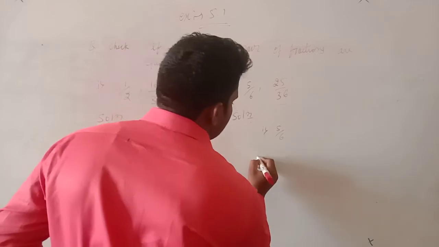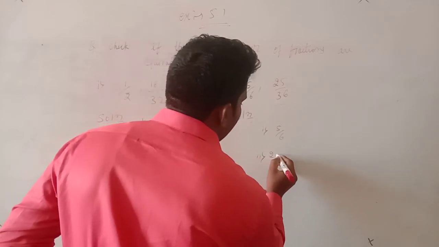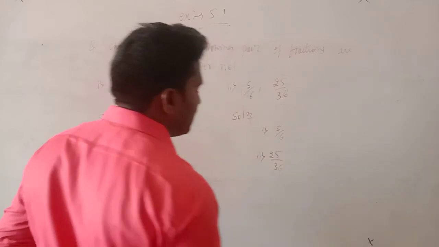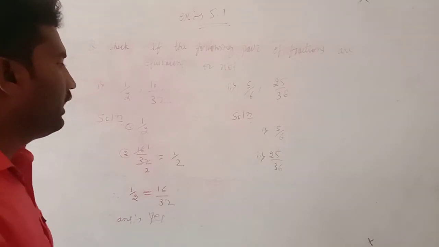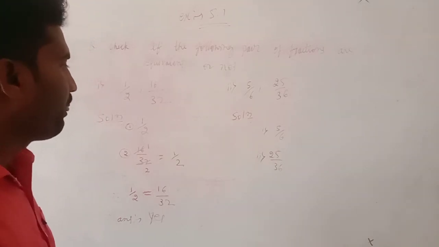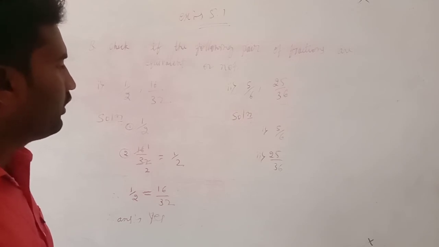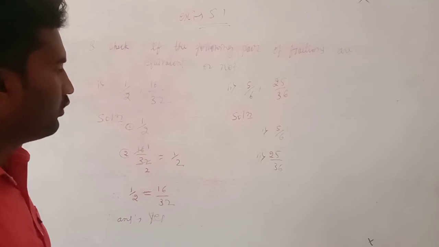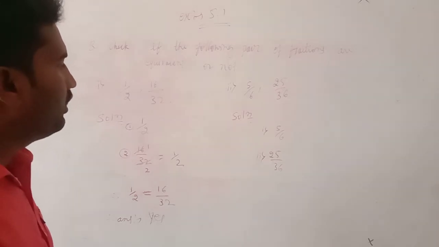The second one is 25 by 36. Can we divide 25 and 36 by the same number? 25 can be divided by 1, 5 and 25. 36 can be divided by 1, 2 and so on. So it is not reducing. Both are not reducing.